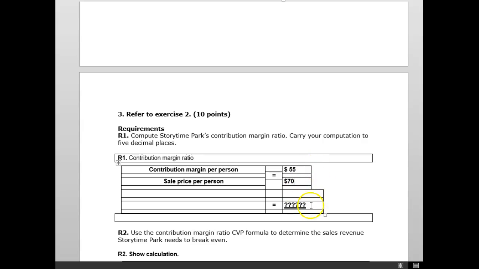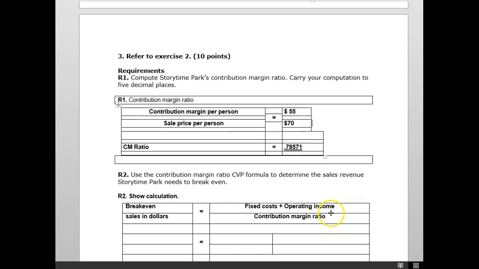Now, if we turn that into a ratio, that's going to give us our CM ratio, or contribution margin ratio. Well, I couldn't find the M because I've already used the M. And that is going to equal, what is 55 divided by 70? It comes out to 0.78571.